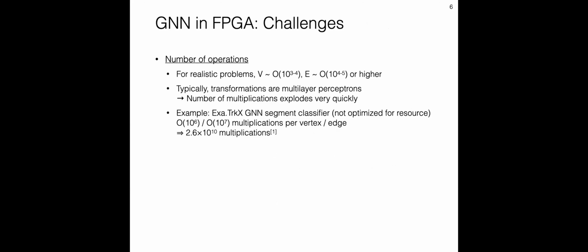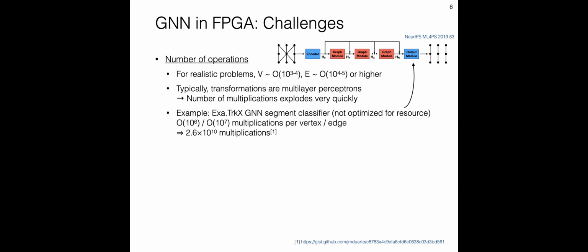Having those requirements in mind, the challenge of putting graph neural network on FPGA is, first, the sheer number of operations that are involved. Because for realistic problems, you would have thousands or tens of thousands of vertices and edges that connect them. So 10 to the 4th, 5th, or even higher. And as I said, the transformations in these graph network blocks are multi-layer perceptrons, meaning they involve dense matrix multiplications.